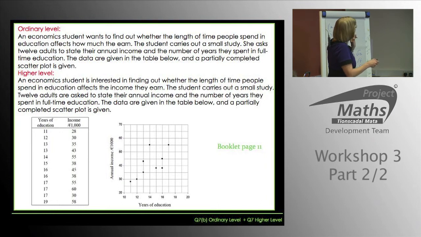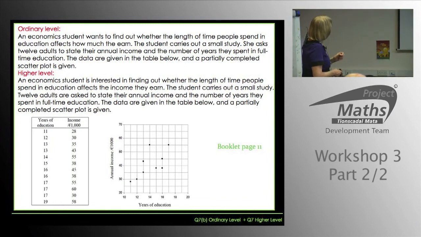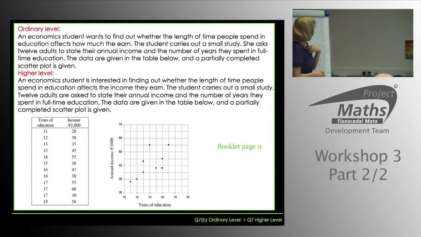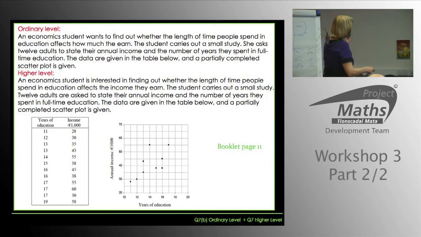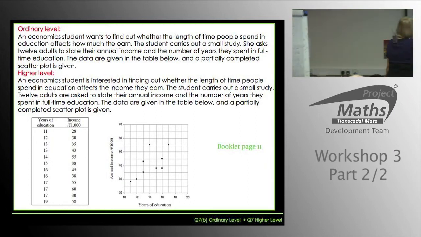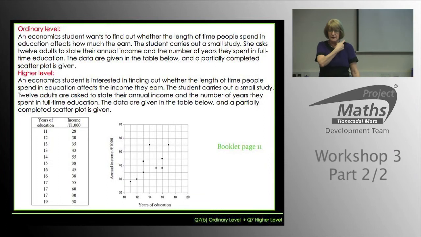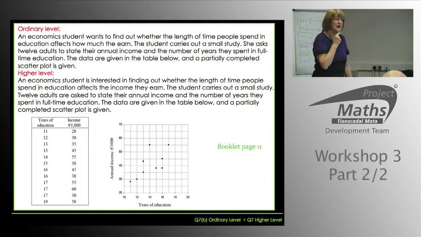You can see the higher level students got more questions and more difficult questions than the ordinary level students. So if we look at the questions with regard to the ordinary level students, okay, the last three rows of data have not been included on the scatter plot. Insert them now. So they had to put in the last three points here on the graph. Now the next question the students were asked, and I'm leaving this slide up so that we can look at the graph: What can you conclude from the scatter plot?